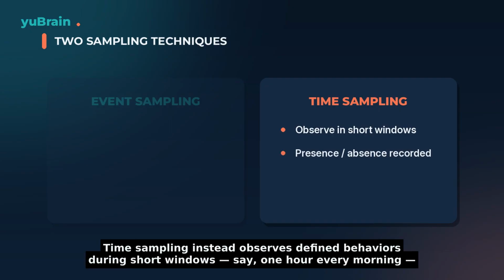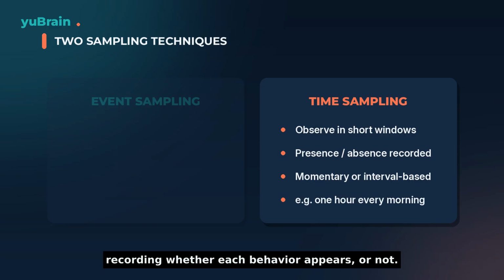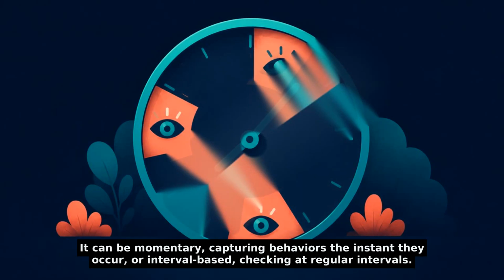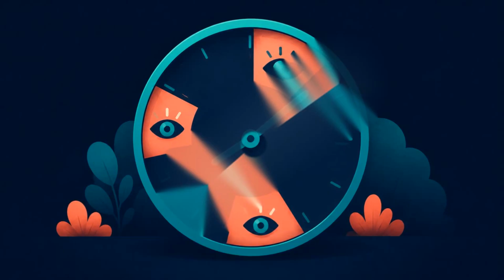Time sampling instead observes defined behaviors during short windows, say 1 hour every morning, recording whether each behavior appears or not. It can be momentary, capturing behaviors the instant they occur, or interval-based, checking at regular intervals.